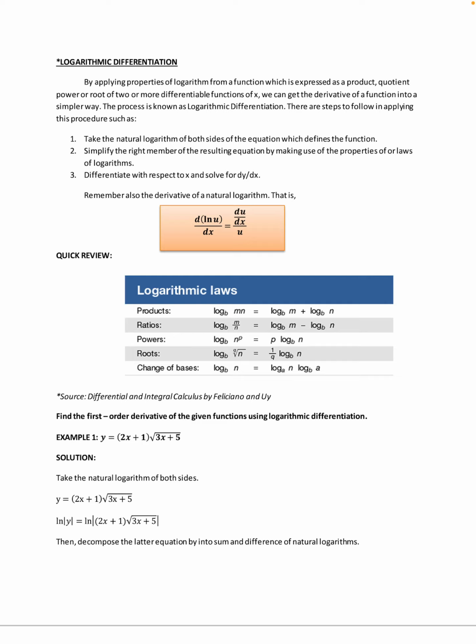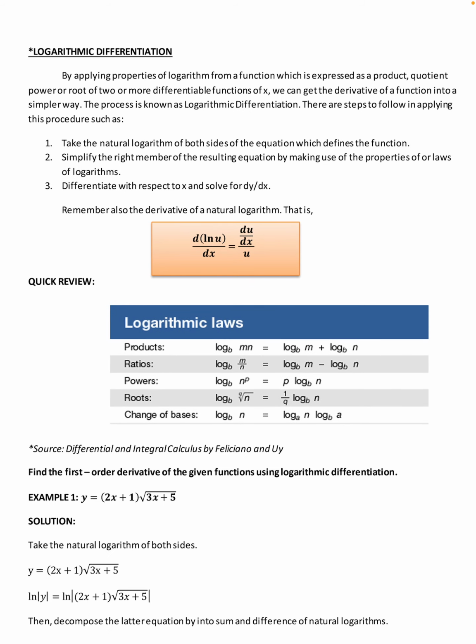And we have three basic steps on how to do this. First is take the natural logarithm on both sides of the equation, both on the left and the right side. So you put ln. Second is simplify the right member of the resulting equation by making use of the properties or laws of logarithms. From there, it's a matter of simplification, as I said previously. And third is differentiate with respect to x and solve for dy over dx.